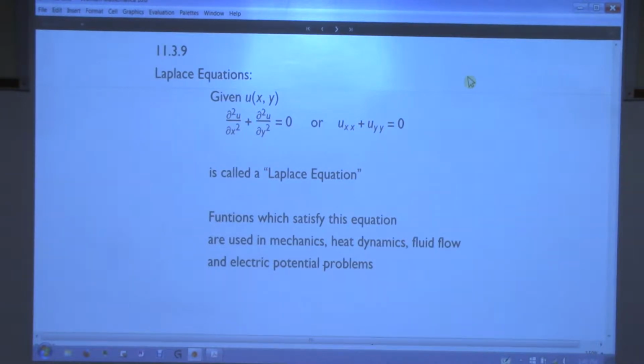Laplace equations, differential equations. If you take a course in differential equations, you'll talk about Laplace. Maybe. Do you talk about Laplace a little bit? Yeah.